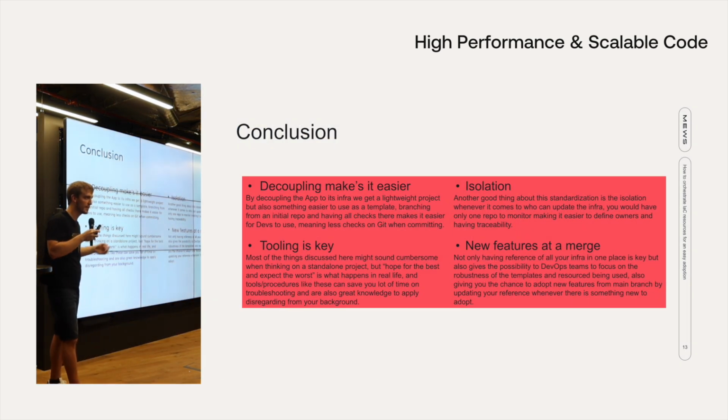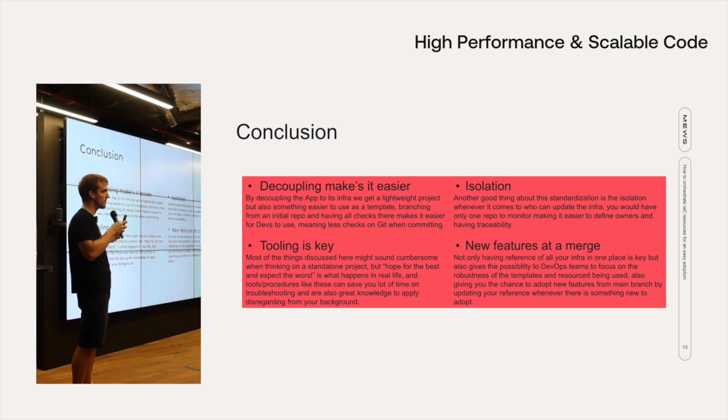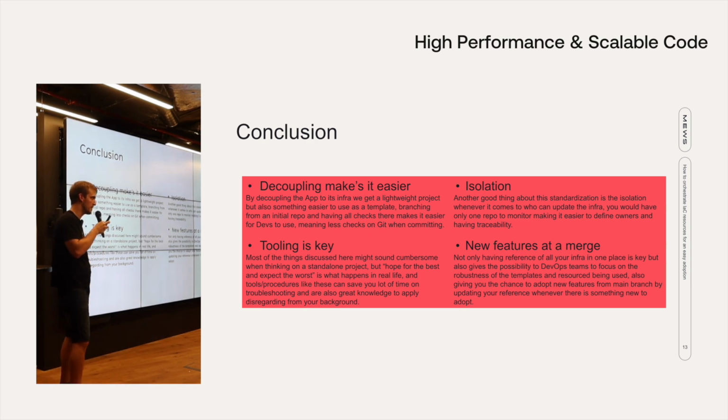So after all this, the conclusion about everything is, decoupling, at least from my point of view, makes it much easier, because you can have all the application on one side. We already covered all of this, but your application will be lighter. You will have fewer checks. So it will be much easier, at least from my point of view, for developers to adopt. Also, the tooling that you are going to be adopting is really key. It will depend much on the tooling and also the environment that you are going to be deploying everything.